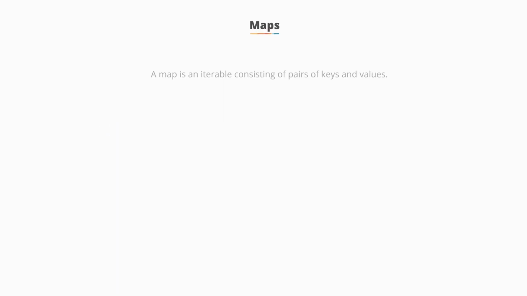Maps. A map is an iterable consisting of pairs of keys and values. Scala's Predef object offers an implicit conversion that lets you write key -> value as an alternative syntax for the pair (key, value). The fundamental operations on maps are similar to those on sets.